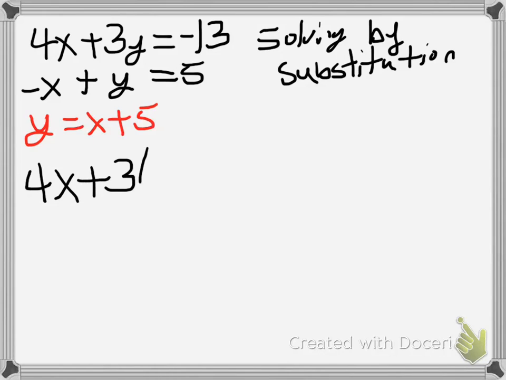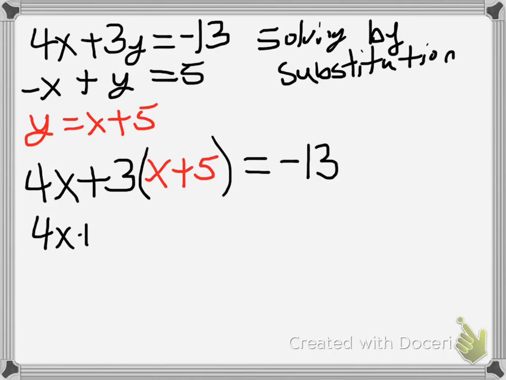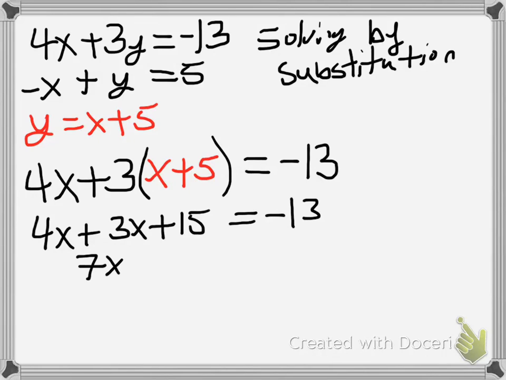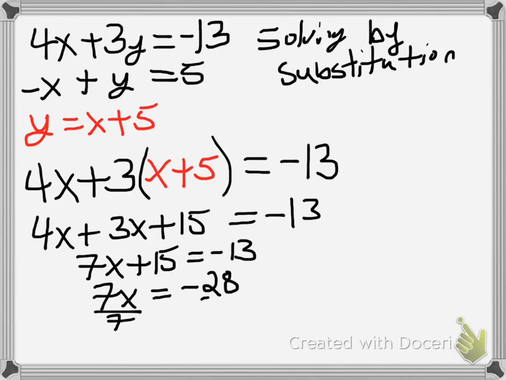And so what we're going to do is we're going to take the 4x plus 3y, and instead of putting a y, we're going to replace y with an x plus 5. And so now it's just an equation, one variable. We'll go ahead and distribute that 3 through, and go ahead and solve it from there. So 7x plus 15 equals negative 13. And what we'll go ahead and do is subtract 15 from both sides and get 7x is equal to negative 28. And divide both sides by 7, and we'll have x is equal to negative 4.